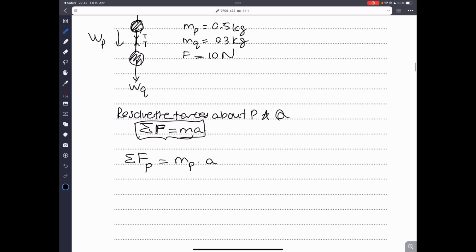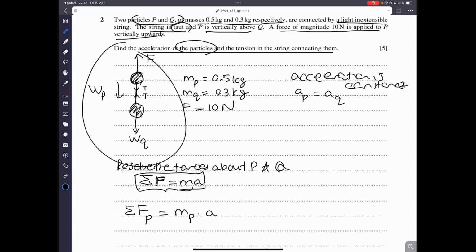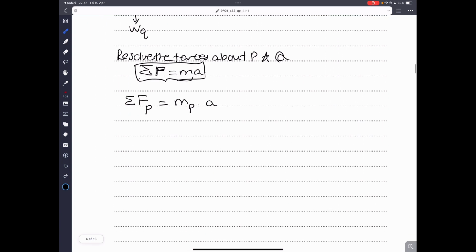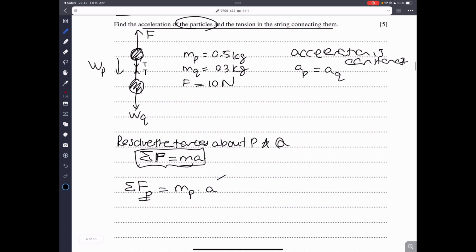Now note that the acceleration is the same for P and for Q, because acceleration is constant throughout the system. The acceleration is shared by the whole system. Taking that into account, we know the acceleration is the same, so we don't have to write anything different for it. Now let's take a look at P. This is P, the above one is P.